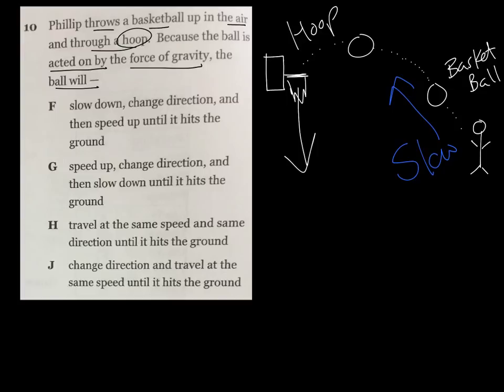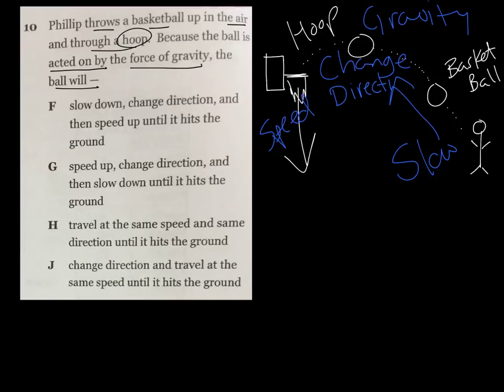So as soon as gravity right here really takes full control and the ball starts to come down, it's going to change its direction. Because it was going upward, now it's going to be going downward. And so as it goes through the hoop, as gravity really takes full force, it starts to speed up quite a bit until it finally hits the ground right there.